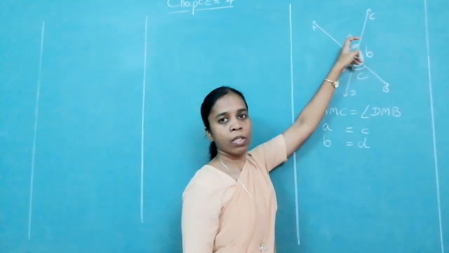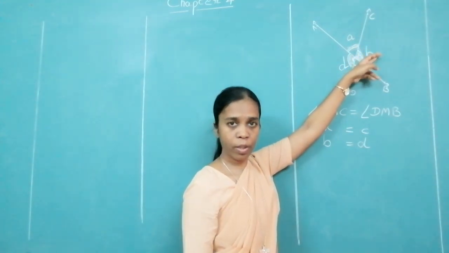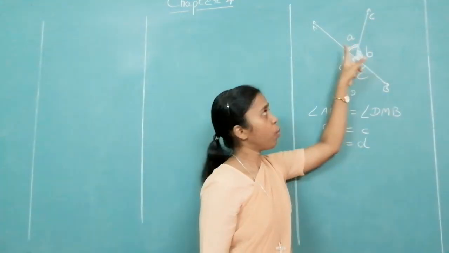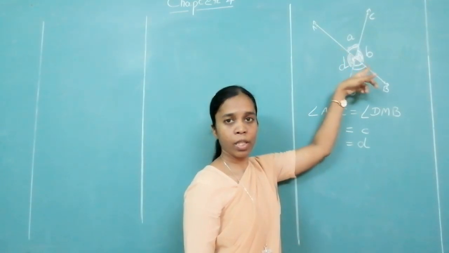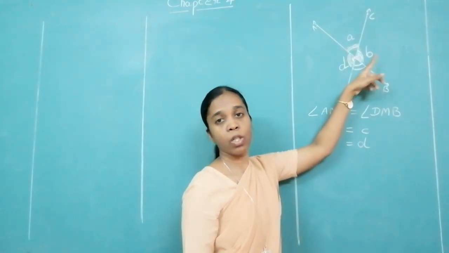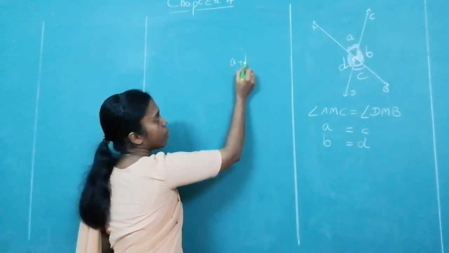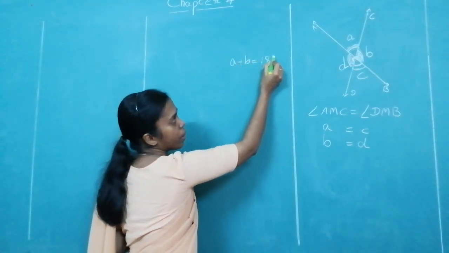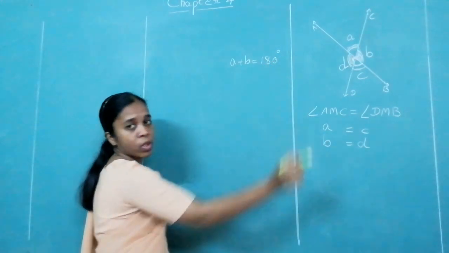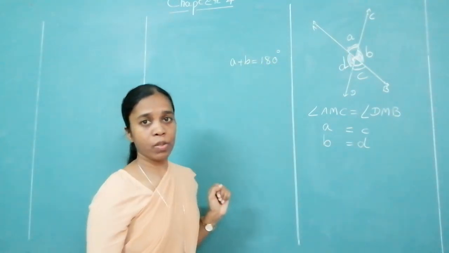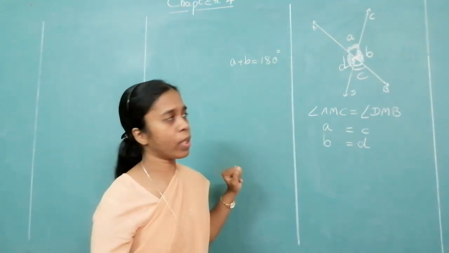First you will say they are adjacent angles. They have a common arm. What about the other arms? They give us a straight line. So these are a linear pair. So I can say that A plus B is equal to, linear pair gives us 180 degrees. So A plus B is equal to 180 degrees.